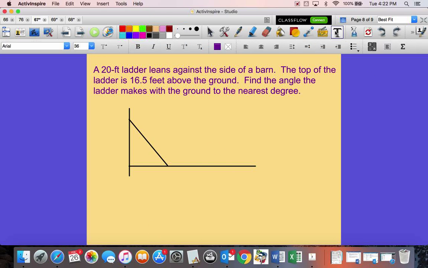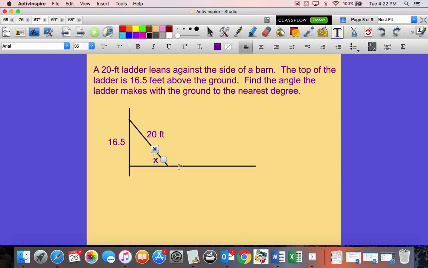Now we just got to label it up. A 20-foot ladder, that means here's our ladder leaning up against that. Here's our 20 feet. The top of the ladder is 16.5 feet above the ground. What that means is that's going to be this right here. So there's our 16.5 above the ground. Find the angle the ladder makes with the ground to the nearest degree. What angle are we trying to find? The one that's dealing with the ground. So we're trying to find x here.